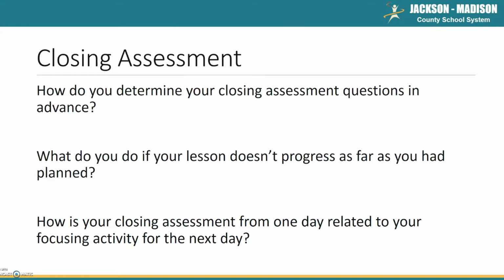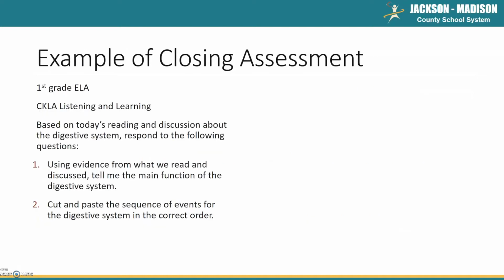You may also need to consider what to do if your lesson does not progress as far as you had planned. And how is your closing assessment from one day related or linked to your focusing activity for the next day? This provides a continuous cycle of learning. Let's take a look at some examples.